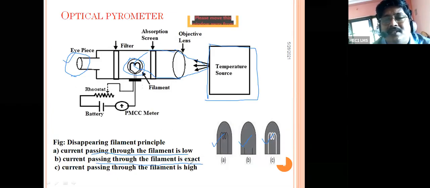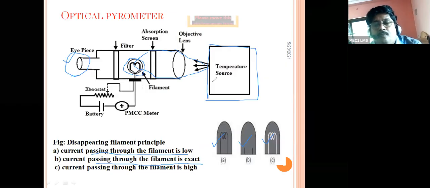And then the filament completely disappears. All of you understand the meaning of this: when the current flowing through the filament is low, the source of the temperature is less. When it is exact, the filament disappears. That means the filament brightness will be equal to the temperature, that is, the radiation emitted by the source; both are the same. Here the current passing through the filament is exact. We adjust that current with the help of the rheostat, and with the help of the eyepiece you can observe the filament disappear.